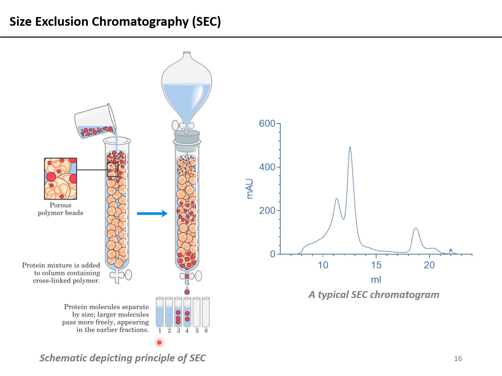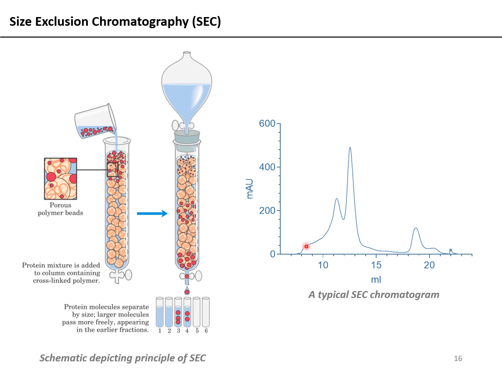So this is what a typical SEC chromatogram looks like. This chromatogram is taken from a Superose 6 column, which has a total volume of 24 ml. At 8 ml we get the void volume, so we have some protein coming out over here. There is absolutely no resolution because they are not entering into the beads.